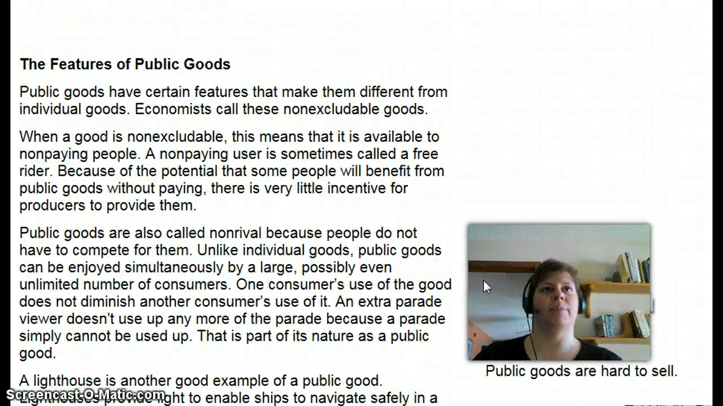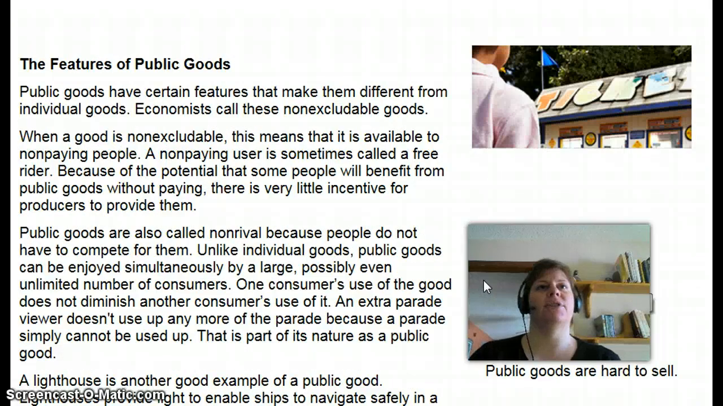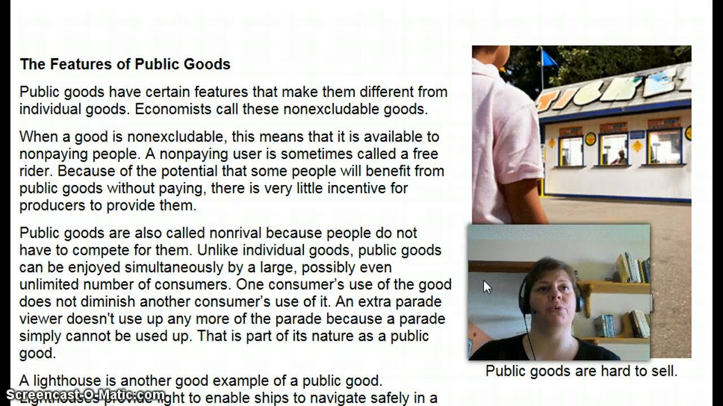The features of public goods. Public goods have certain features that make them different from individual goods. Economists call these non-excludable goods. When a good is non-excludable, this means that it is available to non-paying people. A non-paying user is sometimes called a free rider. Because of the potential that some people will benefit from public goods without paying, there is very little incentive for producers to provide them. Public goods are also called non-rival because people do not have to compete for them.